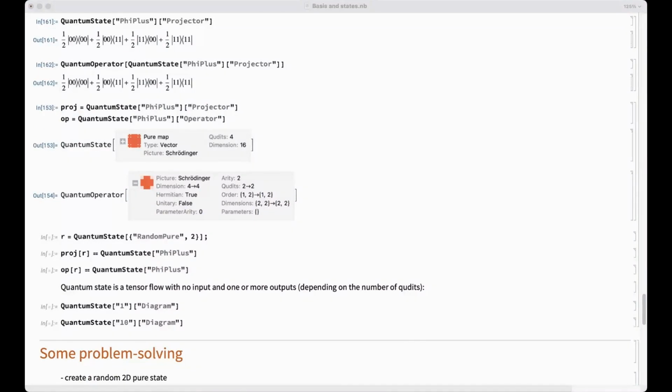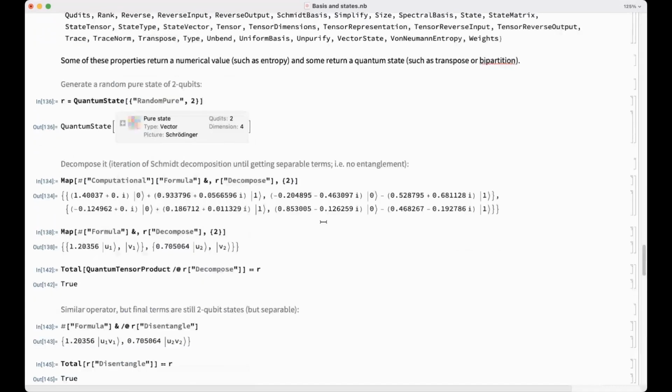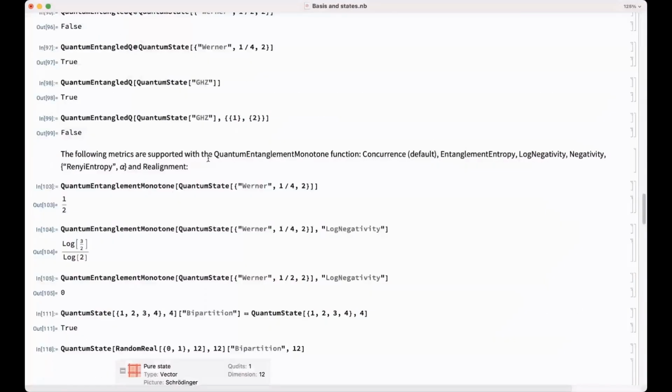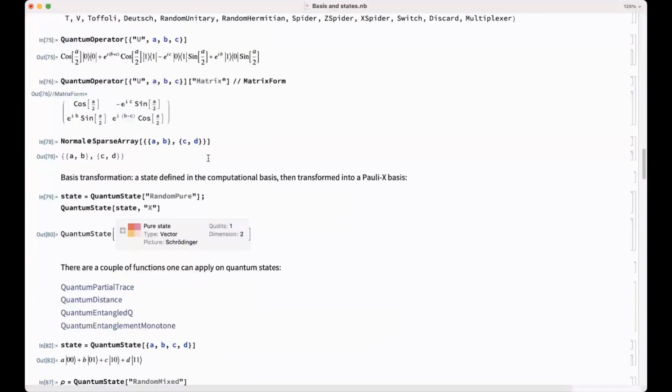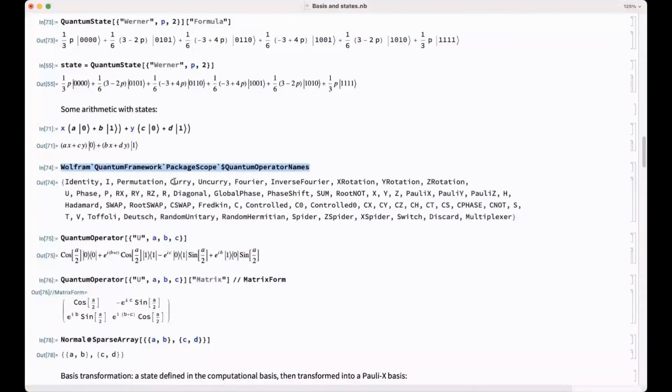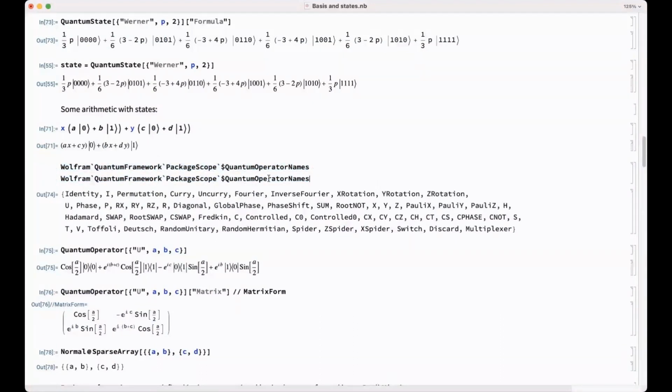How can I get a list of named states? I already showed you. You have to dig inside of the quantum framework code. It's inside of package scopes. We have, I guess I can say, what kind of different named things we have.